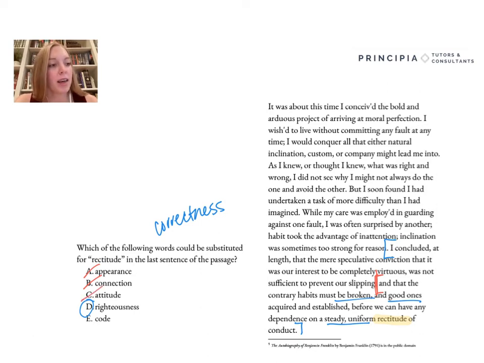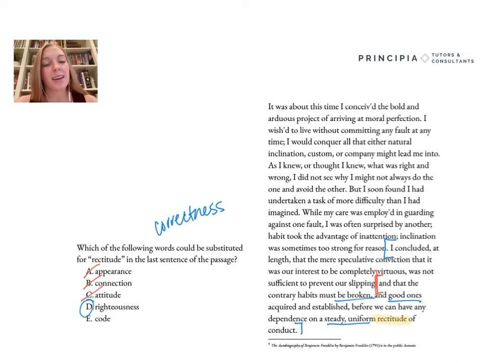Let's try D. "And that the contrary habits must be broken and good ones acquired and established before we can have any dependence on a steady, uniform righteousness of conduct." That still seems to make sense, right? All right, let's try E. "And that contrary habits must be broken and good ones acquired and established before we can have any dependence on a steady, uniform code of conduct."